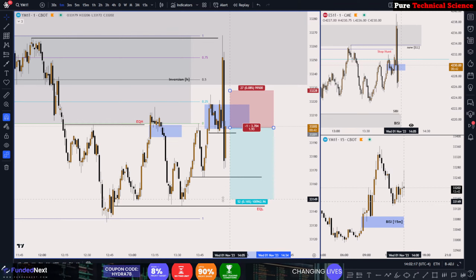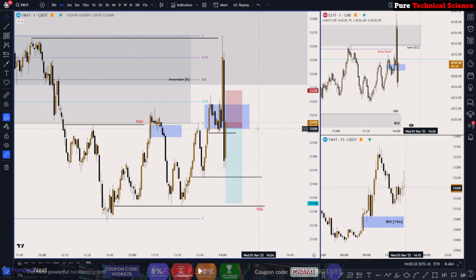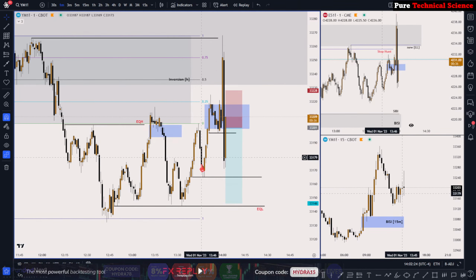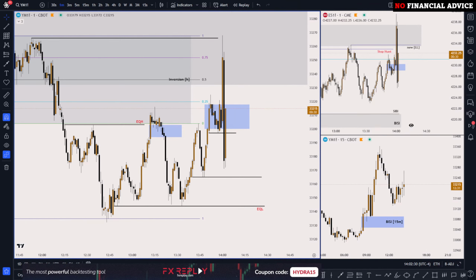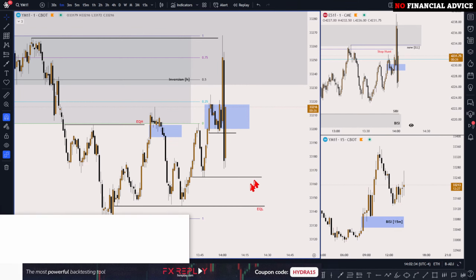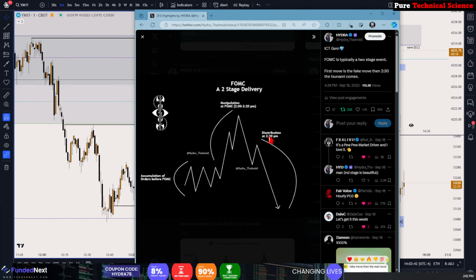Something like this, okay? Now let's see what price is doing. It basically hit discount PDR. I'm waiting for the 220 to 240 macro. Okay, folks, I showed you guys a template where I mentioned that FOMC is a two-stage delivery. The first stage is most likely the manipulation stage. The second stage that comes in is the distribution stage. So I'm gonna focus inside 220 to 240.